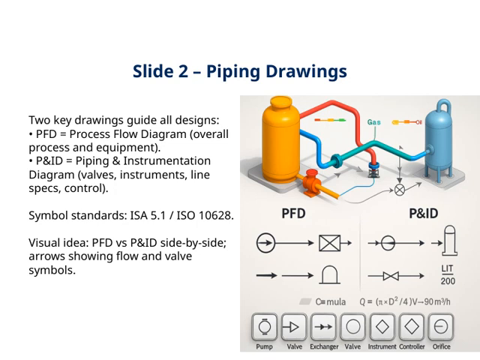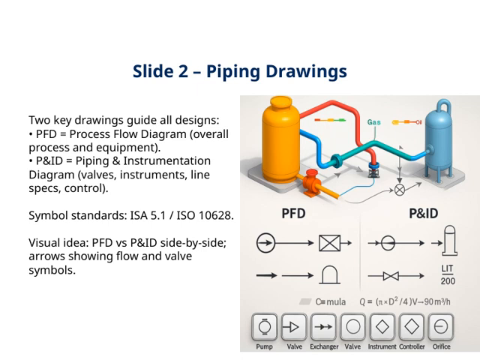Let's take a closer look at piping drawings, which are fundamental to our design process. Two key drawings guide all our work. First, the process flow diagram, or PFD, which provides an overview of the entire process and the main equipment involved. Think of it as the big picture. Second, we have the piping and instrumentation diagram, or P and ID. This is more detailed, showing the specific valves, instruments, line specifications, and control systems. It's like the detailed map that ensures everything functions properly.